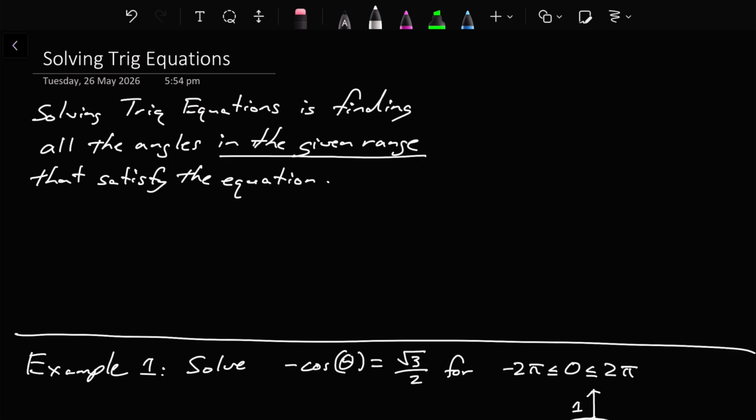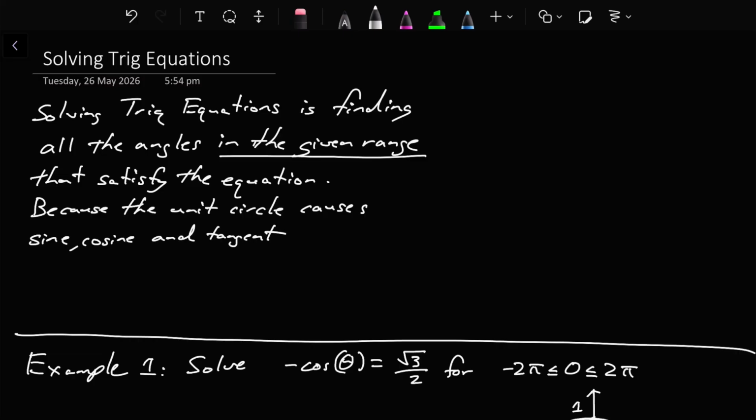Okay, now this is important because the unit circle causes, particularly, well, all three trig ratios, but sine, cosine, and tangent to repeat. Okay, there may be many solutions.